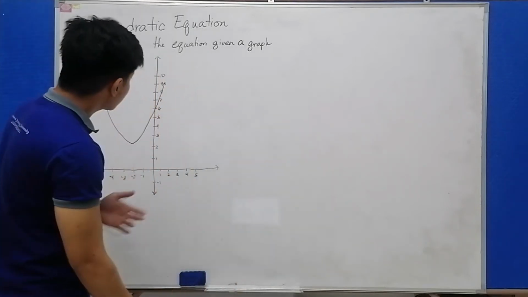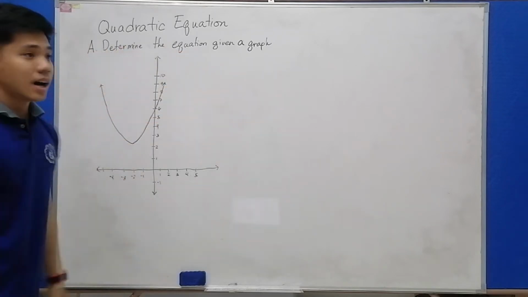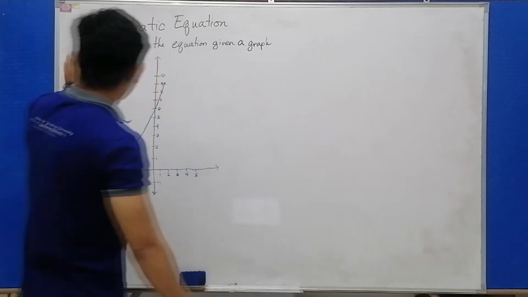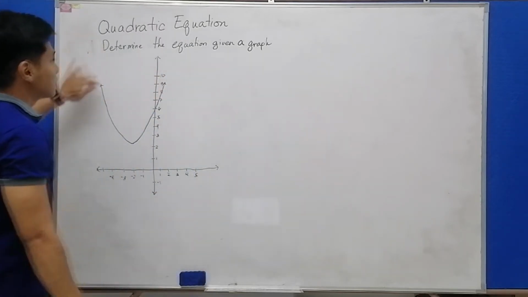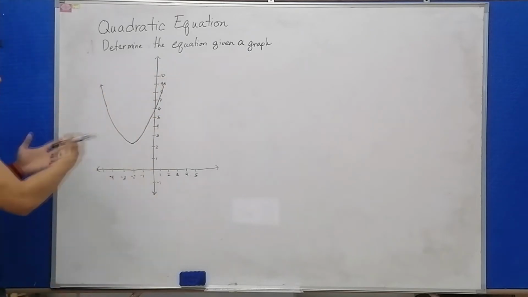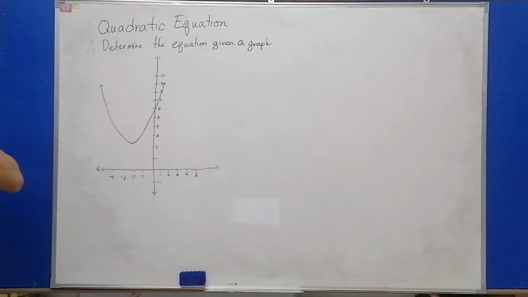Yet. And today we're going to determine the equation given a graph this time. In our last session we discussed how to find the equation given a table of values, but now we're going to be discussing the graph. So given a graph, what is the equation of the parabola, just by looking at it?